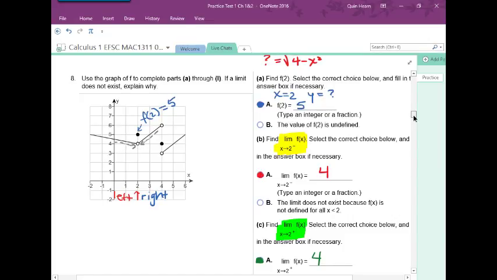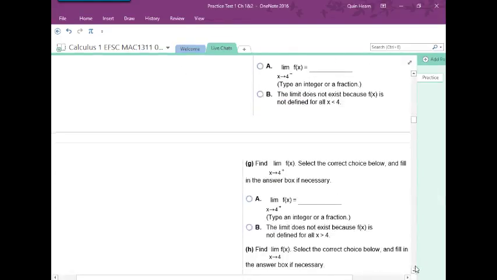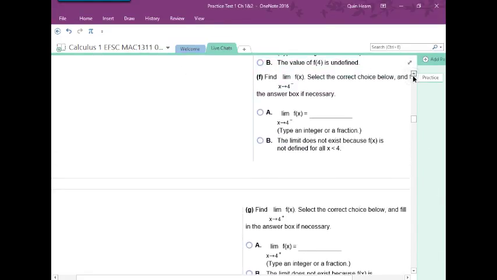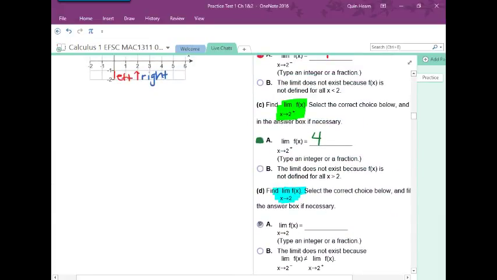But if the graph had been headed towards different values from the left and the right, then the limit would not exist overall. All right. Oops, sorry about that. All right, so in this case, since it was 4 from the left and 4 from the right, it's 4 overall.